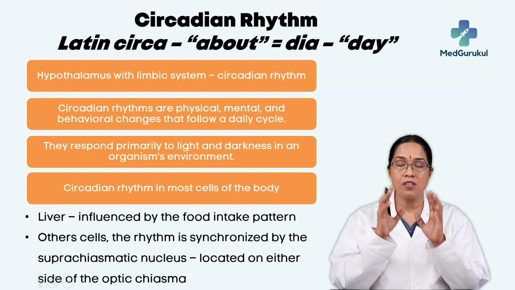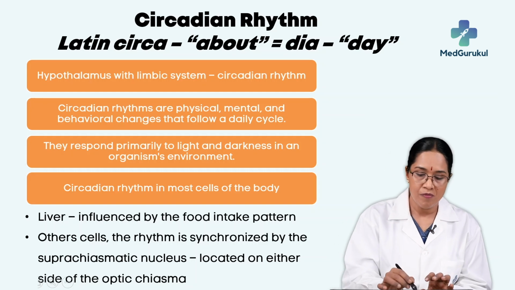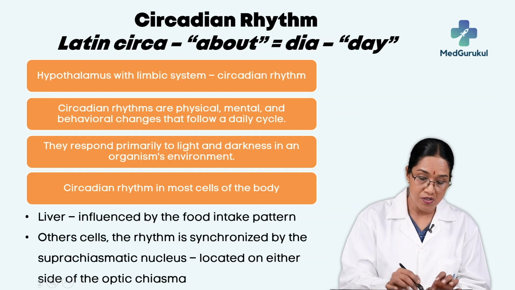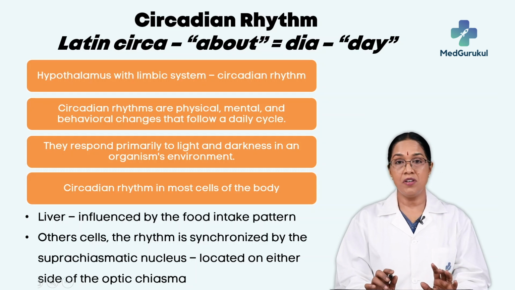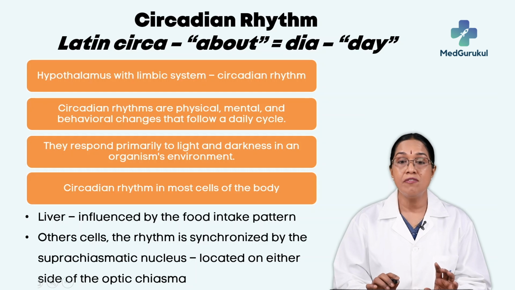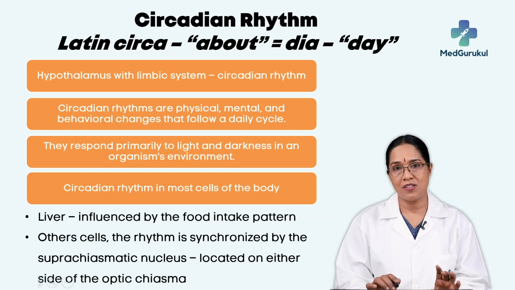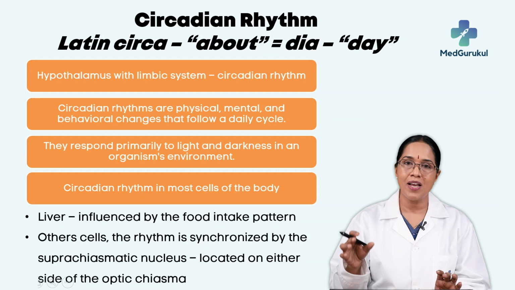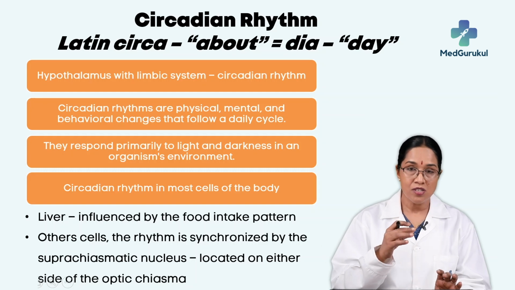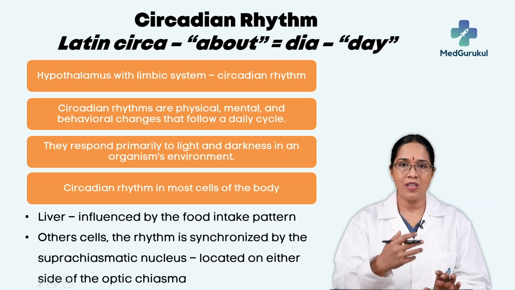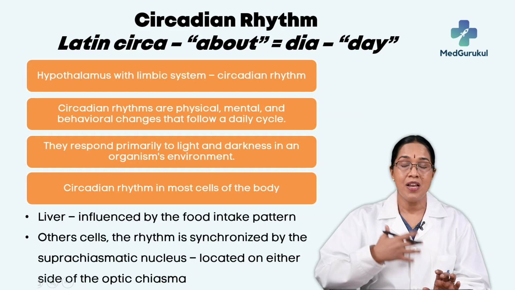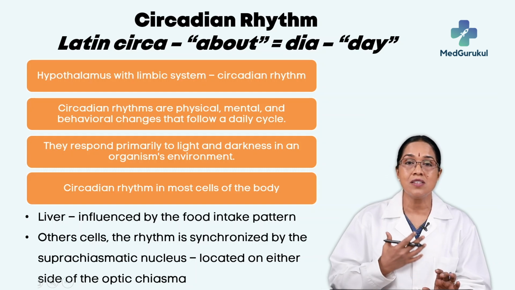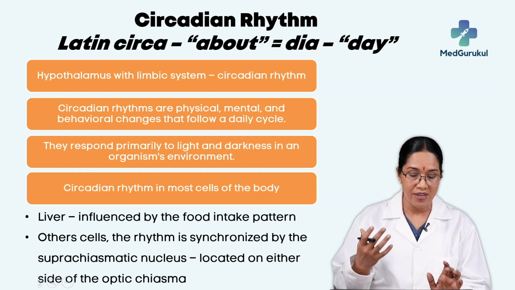We just talk only in terms of an individual or an animal, but this is a very interesting part, that is, the circadian rhythm is present in almost every cell in your body. Now, the liver, for example, is influenced by your food intake pattern. So, regularly you take food at a particular time, and the liver gets influenced by it. So, before that time comes, using the inputs taken from the light and the darkness around an organism's environment, the liver increases or decreases its secretions, which is going to aid in digestion.